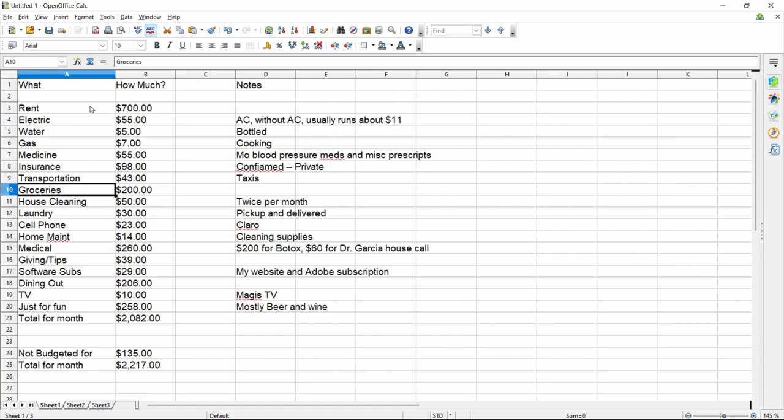My grocery bill, $200. Now, you'll see down here a little bit further down, just for fun, $258. Well, guess what most of that is? That's mostly beer and wine. When I do my budgeting, I have a budget program that I use. I don't include beer and wine in my grocery bill because, let's face it, folks, it's not groceries. But everybody does their budget their way. You do yours your way, and this is how I do mine. I spend more money on beer and wine than I do on groceries, I'm sad to say. And I don't drink that much.